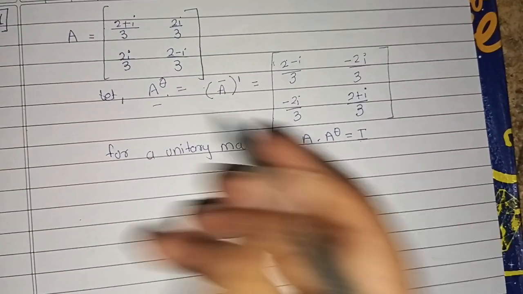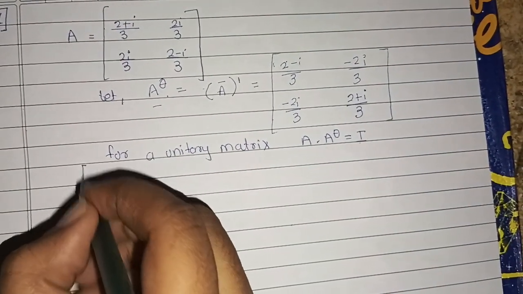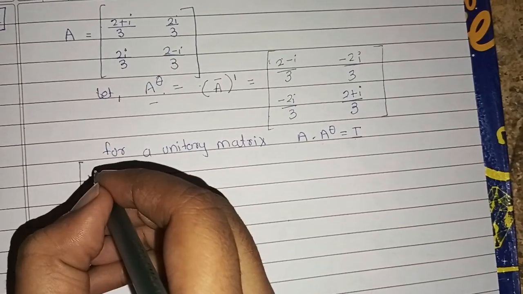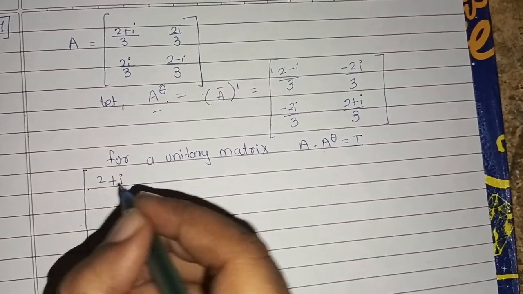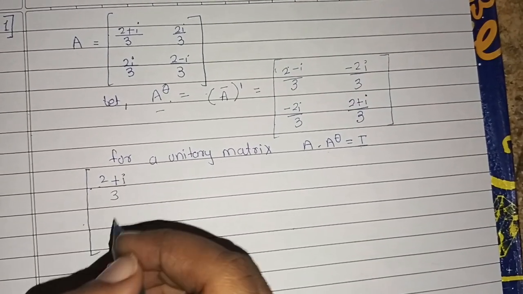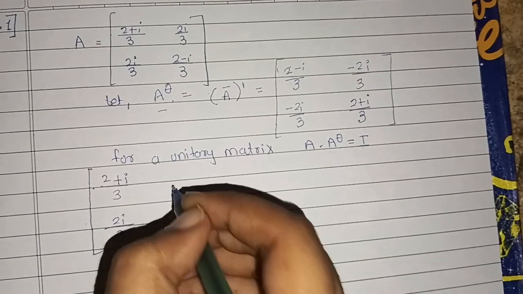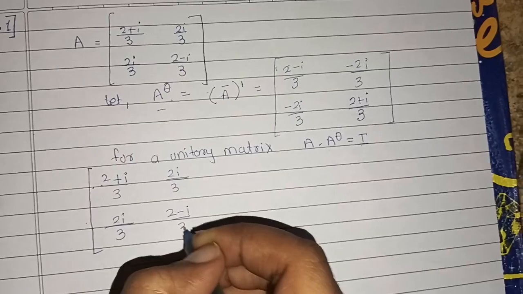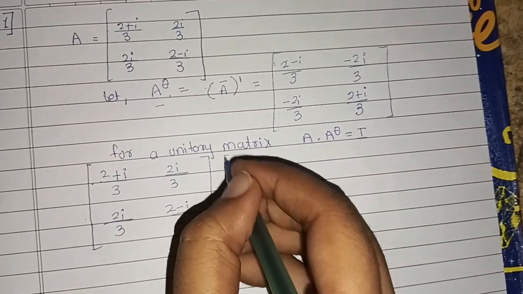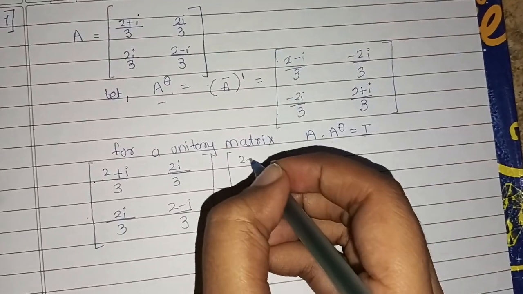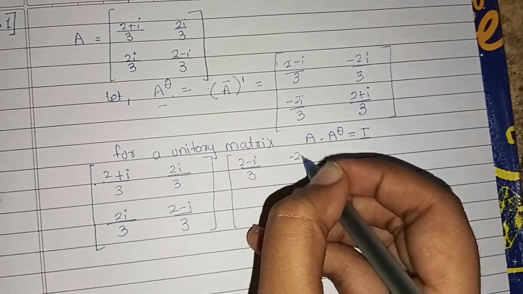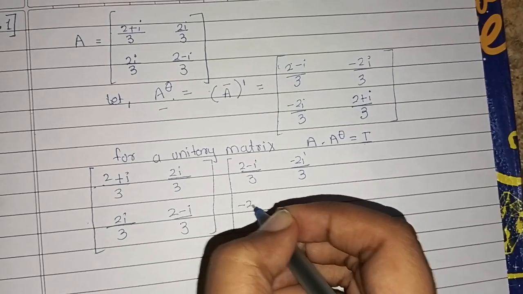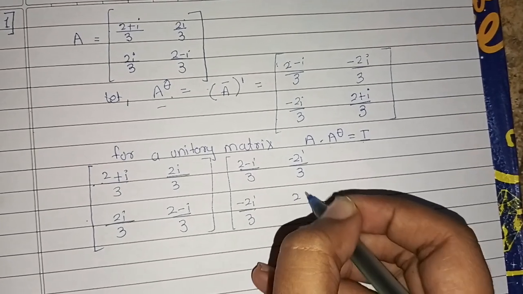ठीक है, आपका आंसर आई आना चाहिए. So just write down what is your A. It is 2 plus i by 3, 2i by 3, 2i by 3, 2 minus i by 3. Okay, now multiply with A theta. What is your A theta? 2 minus i by 3, minus 2i by 3, minus 2i by 3, 2 plus i by 3.